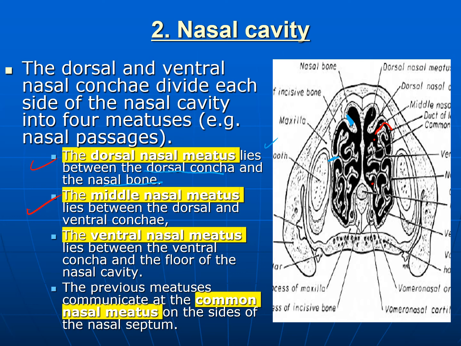The last one we have is the ventral nasal meatus.